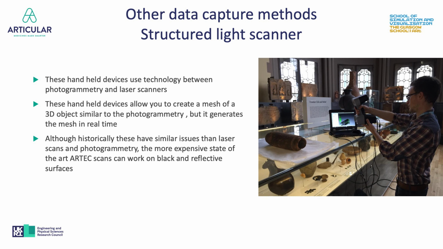And then finally, we have maybe a compromise between photogrammetry and laser scanning, the structured light scanner, which is a handheld scanner that allows you to create 3D meshes of smaller objects. And historically they have suffered the same problems as the methods we had before, although the more expensive state-of-the-art ones are able to scan black and reflective surfaces much, much better.